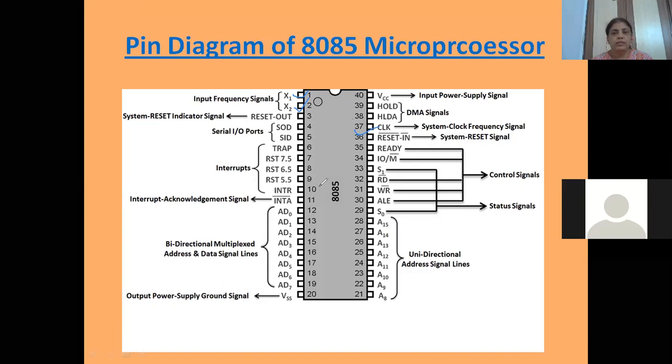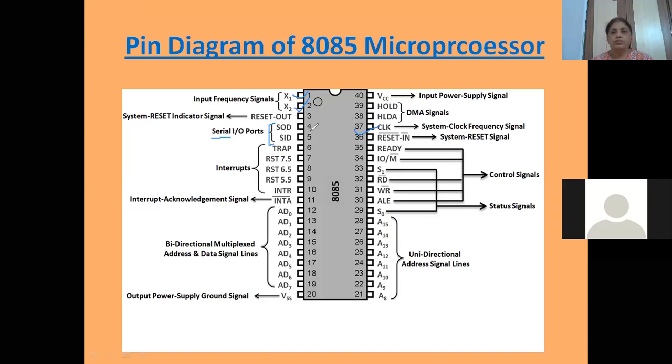And once the processor is reset, it should reset all the peripherals connected with the microprocessor. So after receiving the reset in bar signal, it will send the reset out signal at this pin, and this reset out pin is connected to all the peripherals. So if reset in bar has come and reset the 8085, then reset out will reset all the peripherals connected with the microprocessor.